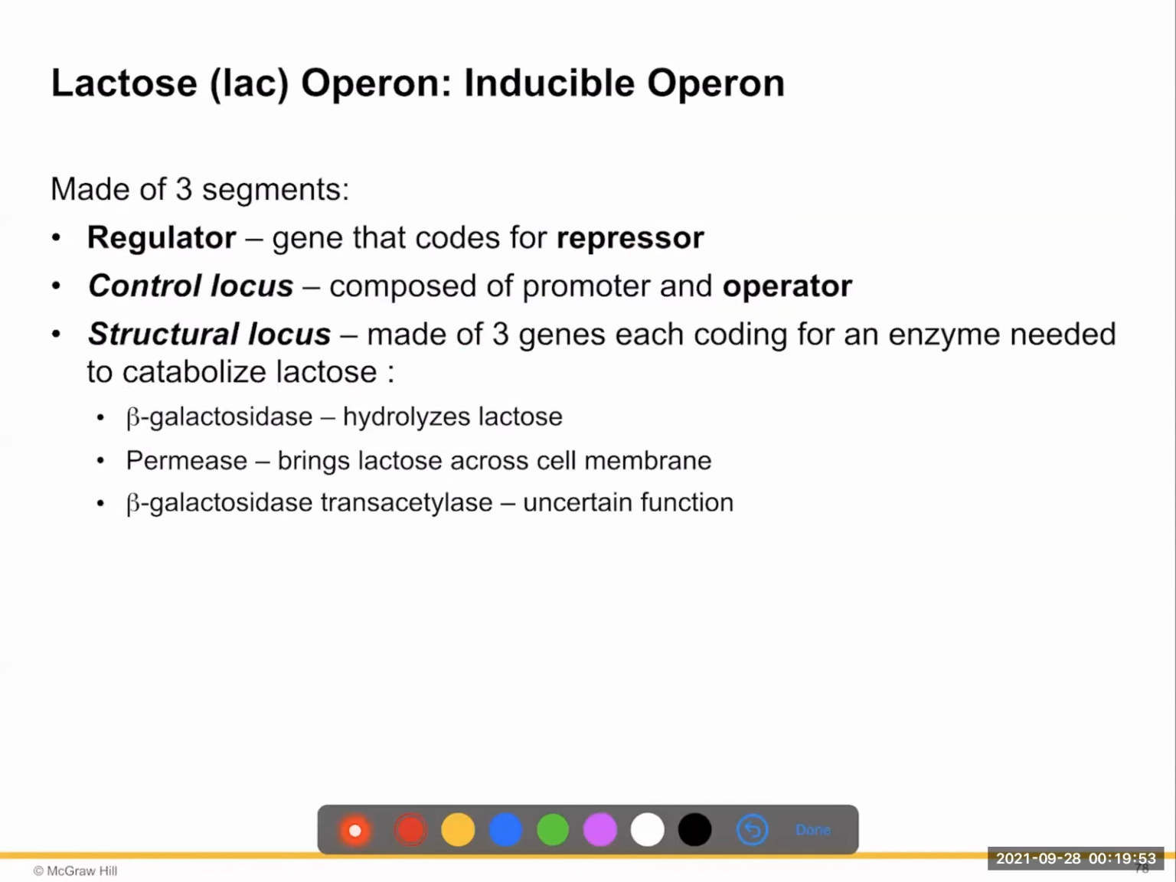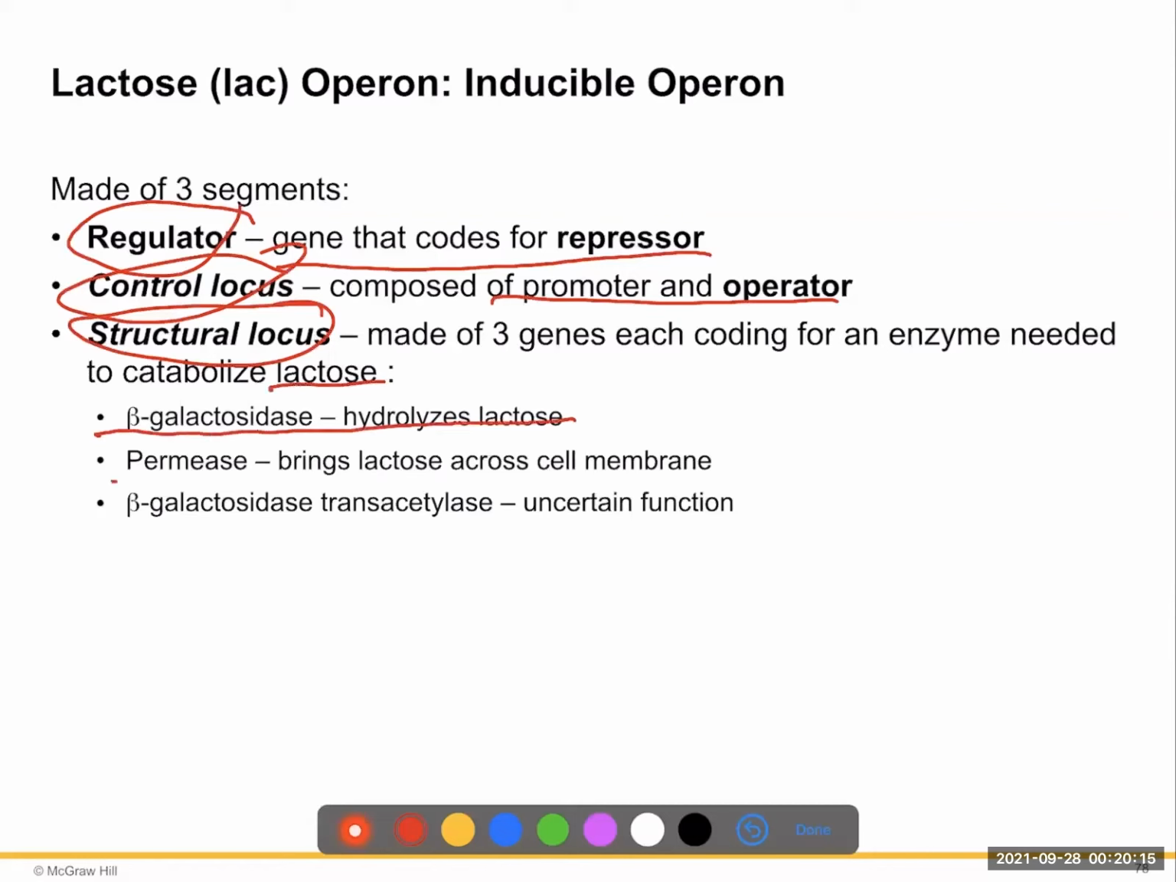There are three systems. There's a regulator, which is the gene that codes for the repressor. There's a control locus, which is composed of a promoter and an operator to trigger the signal for the gene to go on. And there's a structural locus, which is three genes that code for enzymes to catabolize lactose, which is a sugar. Beta-galactosidase hydrolyzes lactose. Permease brings lactose across the cell membrane. And beta-galactoside transacetylase, they're not quite sure what it does, but these three enzymes are turned on when lactose is present in the bacteria.